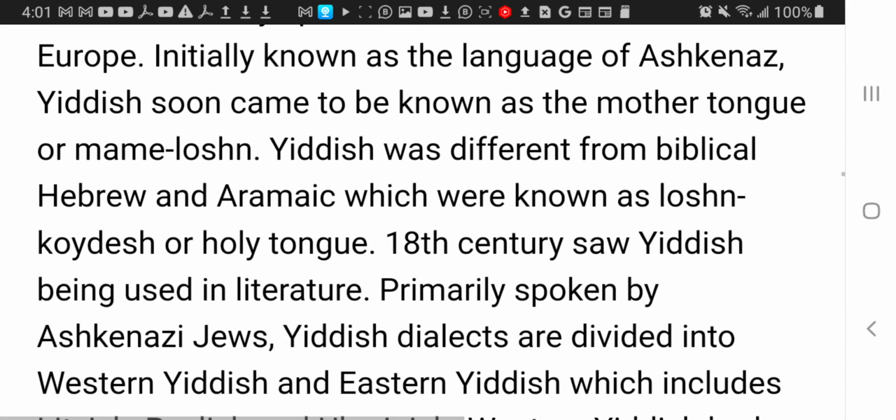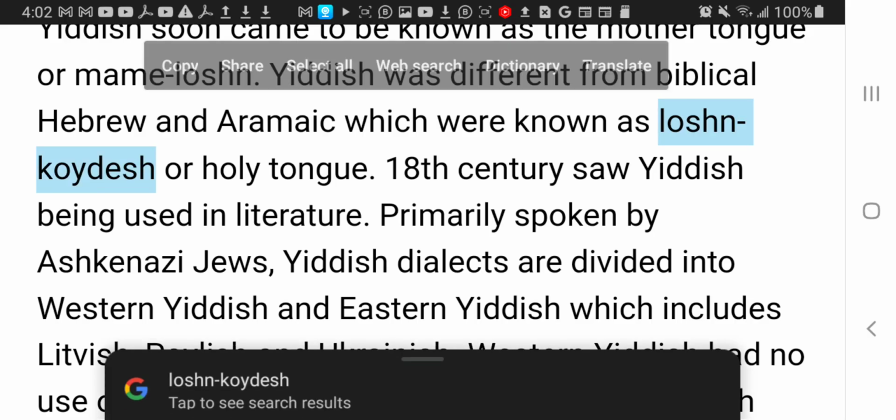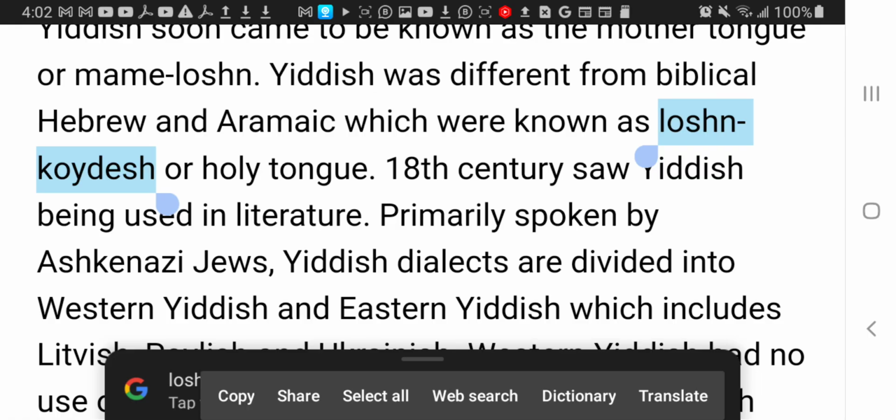Yiddish was different from biblical Hebrew and Aramaic, which were known as, see now they're spelling it in the Yiddish way, Loshen Kodesh. That's how they say Lashon Kadosh, or Lashon Kodesh. Lashon Kodesh, but you can see how they pronounce it right here. So when we see this, the Loshen Kodesh, and we hear that, we know, okay, it's an attempt to pronounce the Yehudit, but it's pronounced from a Yiddish pronunciation, right?